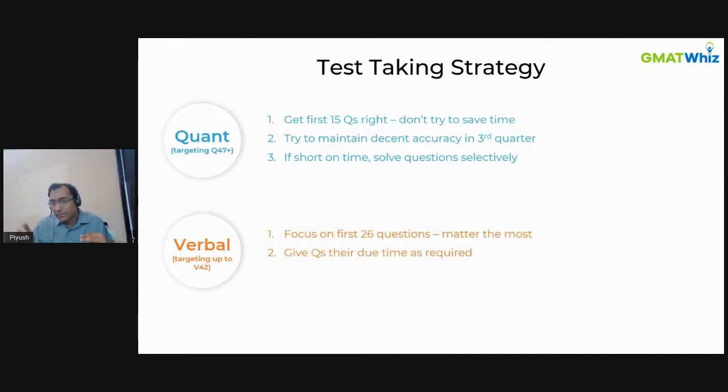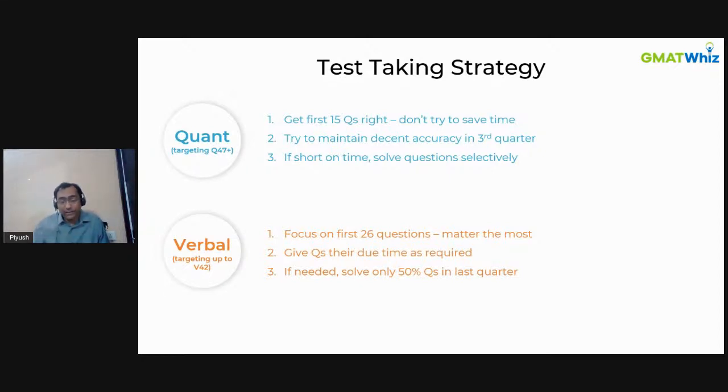So what do you do if you have no time left? Good question. If you have no time left, be selective in the last quarter. Think of it this way: if you're spending 65 minutes on 36 questions, you have 1.8 minutes per question. But what if you're spending 55 minutes on 26 questions? You have more than 2 minutes per question. So you can definitely be selective in the last quarter. Be selective there, and you can still do well.